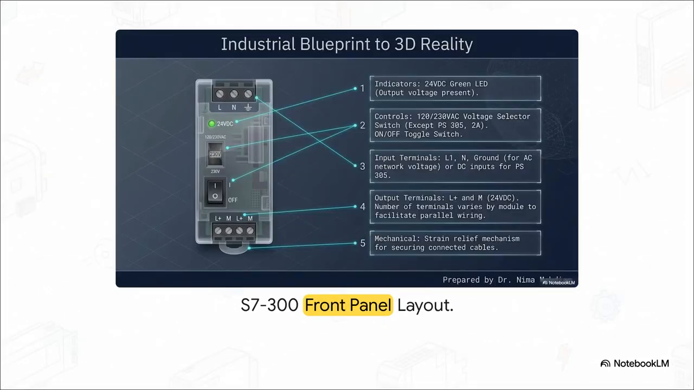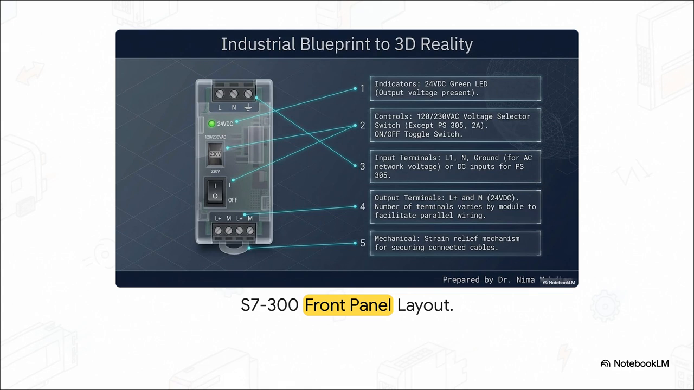All right, let's guide your eye right across the actual physical hardware of the S7300 front panel. Up top at label 1, we have the 24-volt DC indicator LED showing output voltage is present. Right below that, label 2, is your voltage selector switch and on-off toggle. Labels 3 and 4 show your input and output terminals, and you'll notice multiple terminals are provided to facilitate that parallel wiring we were just talking about.